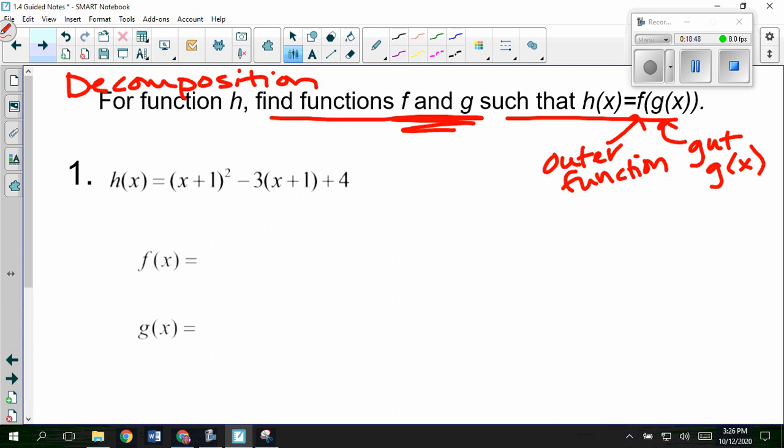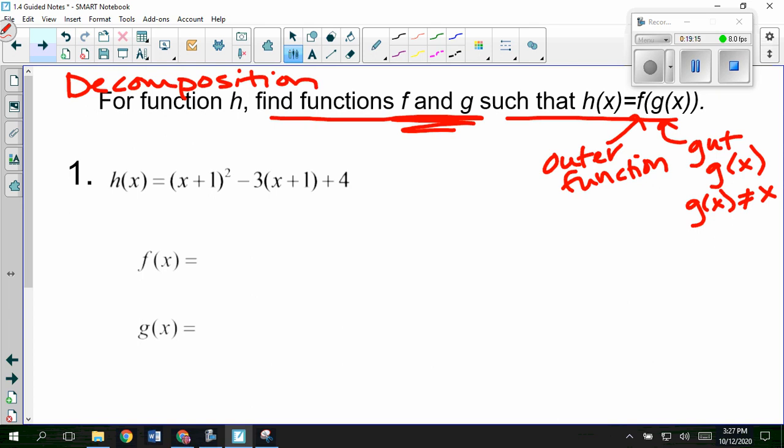What we do want to try to avoid is having the gut g of x function be just x. So we're going to look for g of x to not equal x. It's a little too easy, and we would like that function to be a little bit more. So here's what we're looking for in this first example, and I have a little bit more of a specific breakdown here.